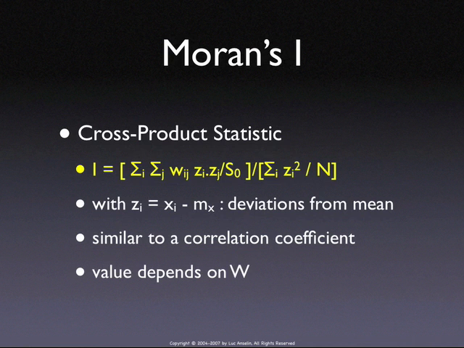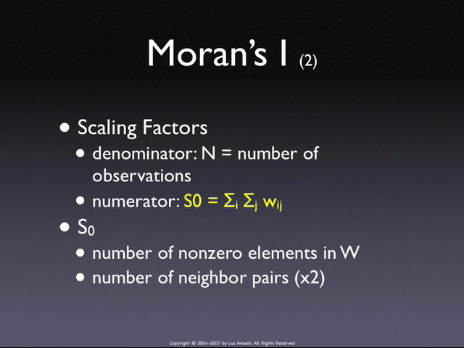As we saw before the break, the scaling factor for the denominator is to get a kind of variance-like measure. So first, we center things around the mean, and then we take the spread out, so to speak, by dividing by the variance. In the numerator, we divide by the sum of all the weights, so just the sum of all the w's.